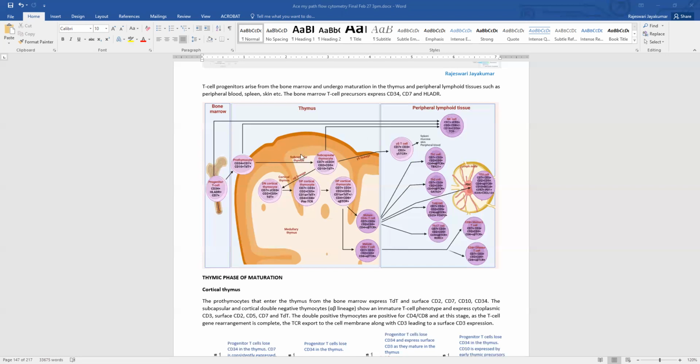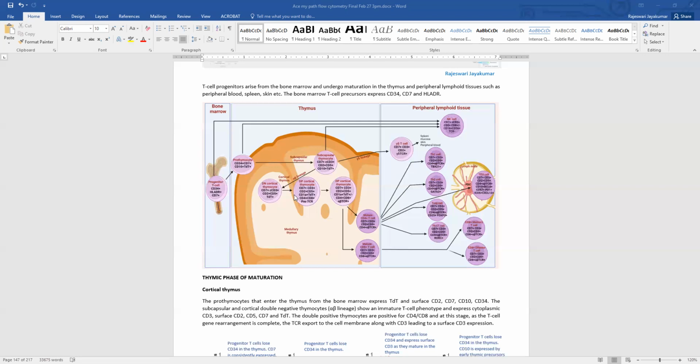Now, the subcapsular thymocyte has another larger subset of cells going through the alpha beta lineage of maturation, and so they enter the cortex of the thymus. Initially they are called double negative, or some people call it triple negative, because they are negative for surface CD3 and CD4 and CD8. So they're negative for all three, and they are called triple negative. At this stage, they express CD7, 2, and 5. They are still immature, so they express the immaturity marker TDT.